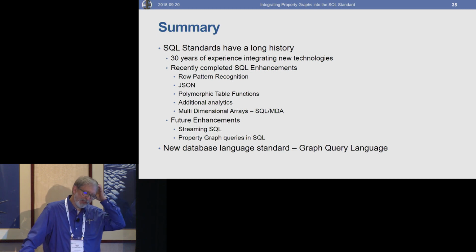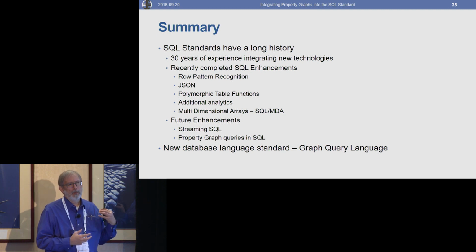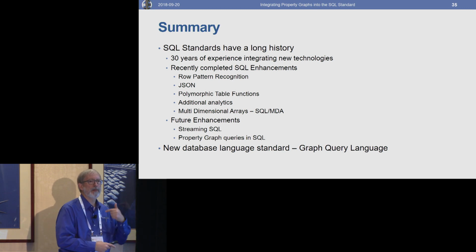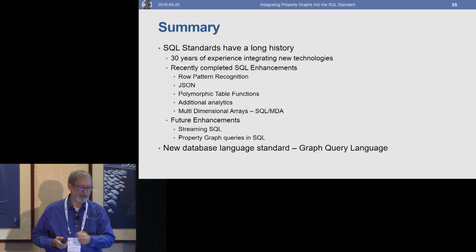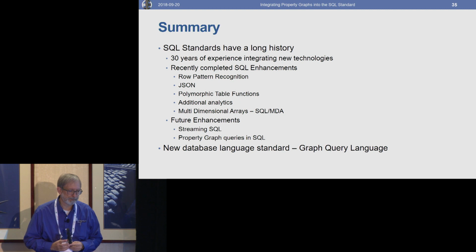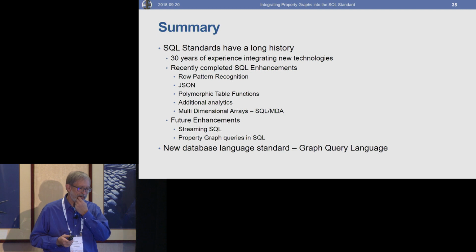And actually, streaming SQL is kind of interesting because there has been some mention this week of doing property graph work against streaming data. If we can complete the work on streaming SQL, then a later edition of the property graph work can incorporate streaming property graphs and take advantage of the capabilities of the specifications we do for streaming SQL. And we're looking at a brand new database language, a graph query language.